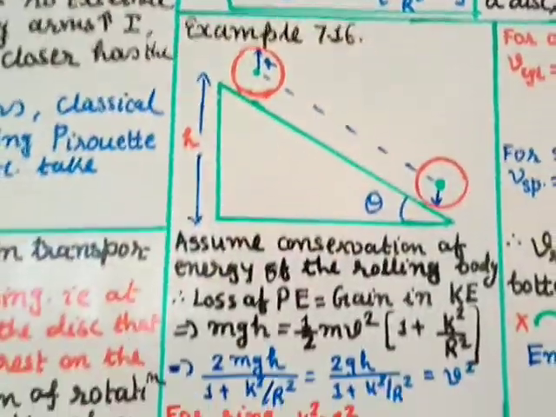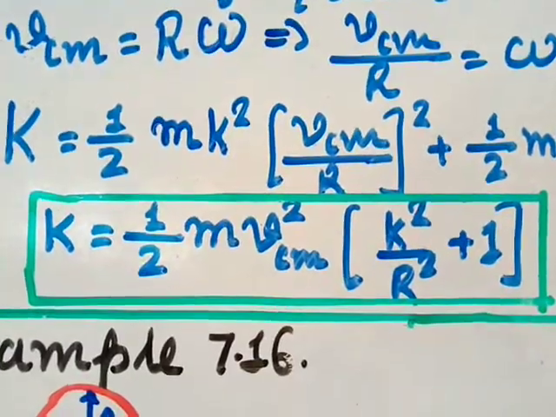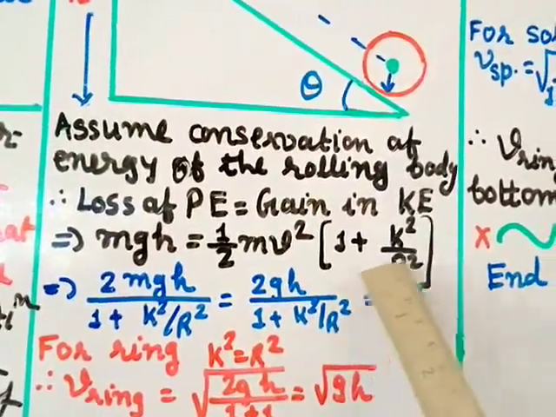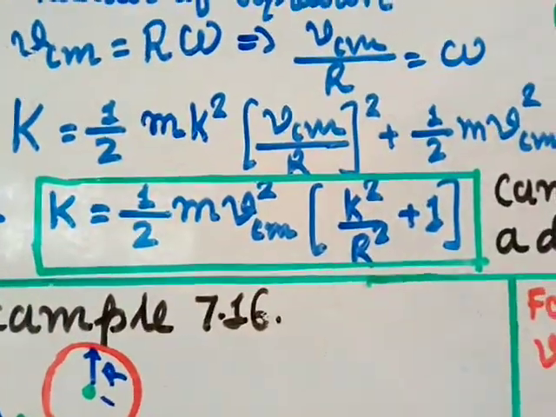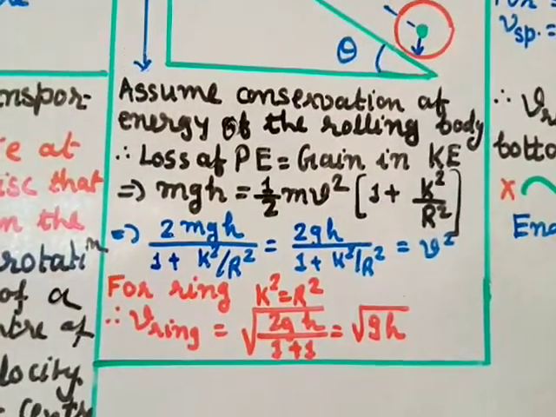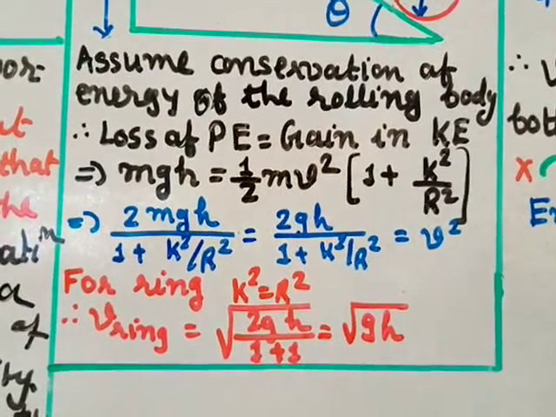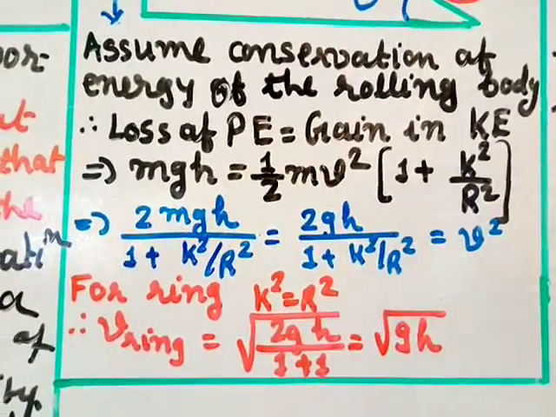So here I am using the same formula. Instead of vcm I am writing the velocity as v. So I write here 1 by 2 mv square (1 plus k square by r square). This is the formula I am using, which we derived in the last class. That is the kinetic energy for a rolling motion. It is the combination of the translational motion plus rotational motion. So the kinetic energy is 1 by 2 mv square (1 plus k square by r square).